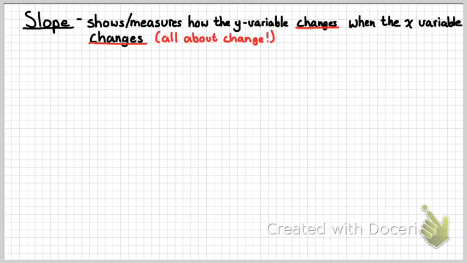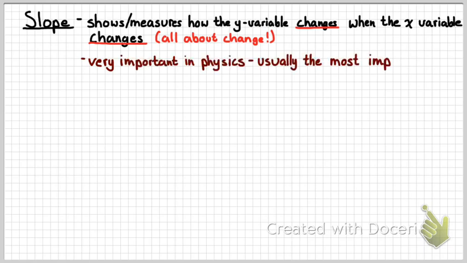Change is very important to physics. Things like velocity represent changes. And so typically the slope is going to be the most important thing about a graph in physics. We'll be finding slope quite a bit. And if you're ever looking at a graph and you're being asked a question about it, chances are the slope is the thing that you're going to focus on.